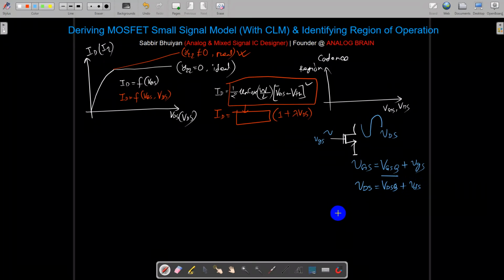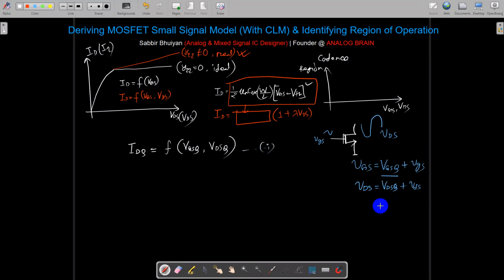Now let's write the condition: ID is equal to f of VGSQ, VDSQ. I am talking about only the bias, no signal. We have no signal, only bias. So IDQ, your quiescent drain current, will be a function of VGSQ comma VDSQ. Let's think that this is our equation 1.